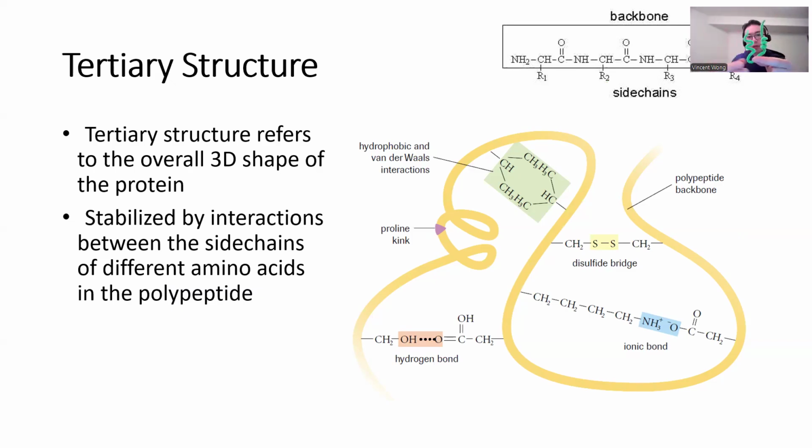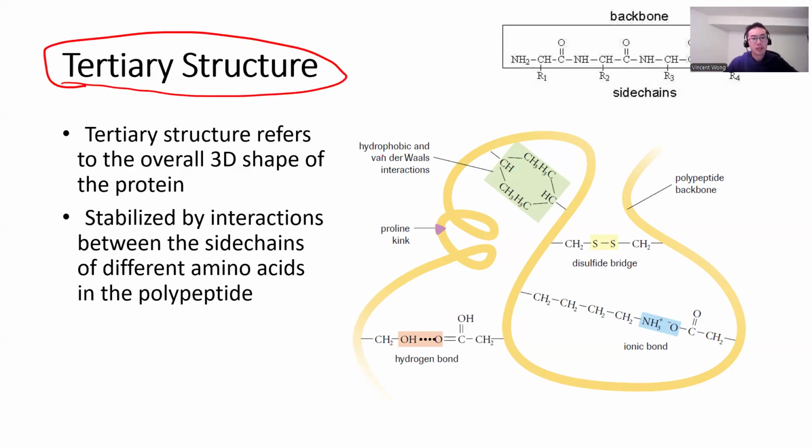The tertiary structure is for this thing to actually fall on top of itself and then it forms a little ball here. It forms a little ball. Right? Now it's three-dimensional. So the overall 3D structure of the protein is called the tertiary structure. And this tertiary structure is stabilized by the interaction between the side chains.